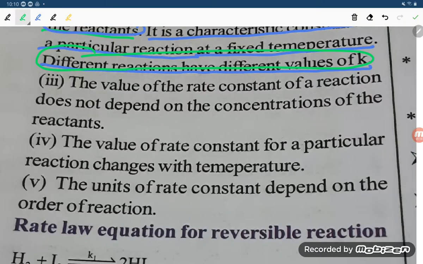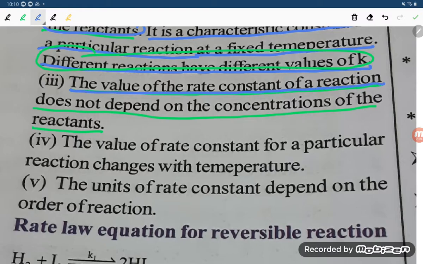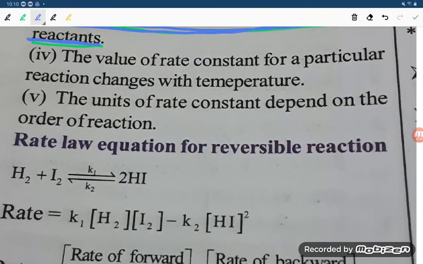Next, third point: the value of the rate constant of a reaction does not depend on the concentration of the reactant. Okay, what is the point, student? The value of the rate constant of a reaction does not depend on the concentration of the reactant. That you also keep in mind. The value of K will never depend on the concentration of the reactant.